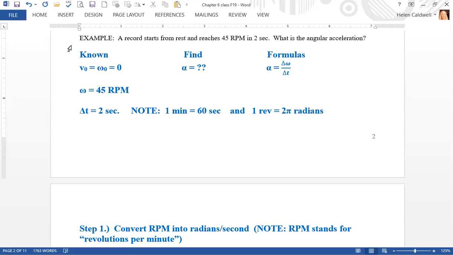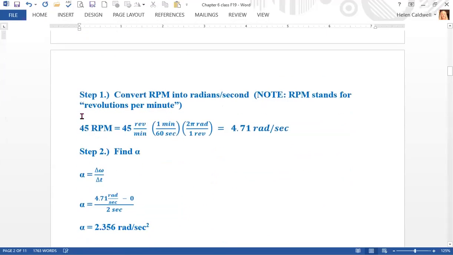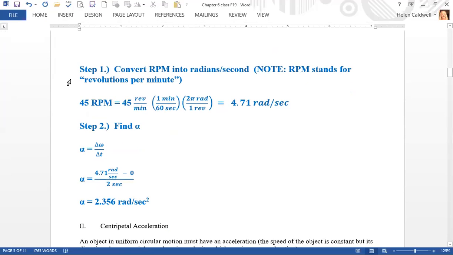The very first thing you do when somebody gives you a number in RPM, unless they want the answer in RPM, is convert. So our first step is to convert. We want to convert RPM into radians per second. RPM stands for revolutions per minute. It is a good idea to write that out because you're going to get busy and screw up because you're going to forget that R means revolutions and not radians. So let's see how I convert.